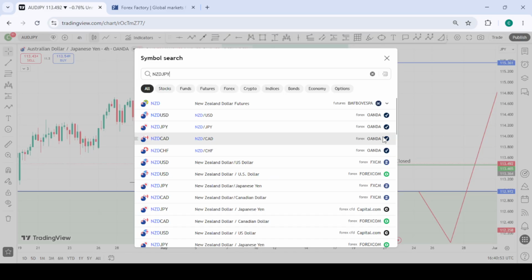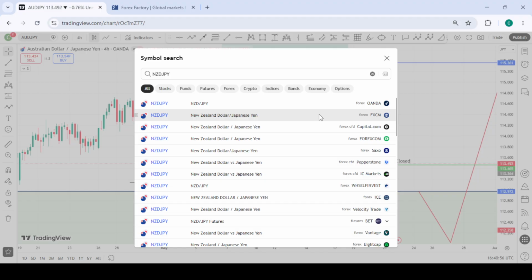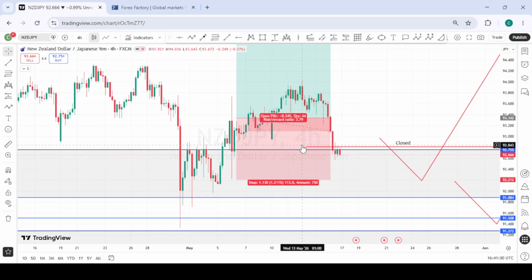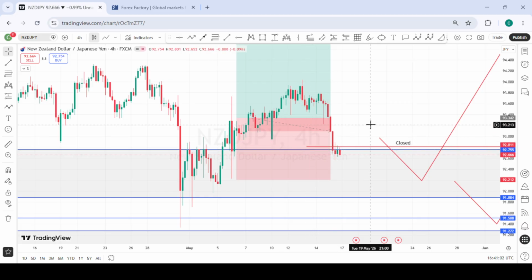I think the last one was NZDJPY, so for NZDJPY, we exited around here, which was still a loss. So we lost on this position as well.